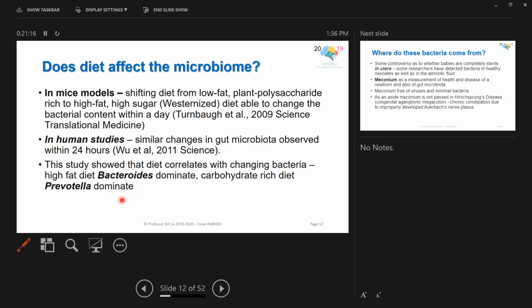And here we're looking at changes specifically related to high-fat diets. You should know that bacteroides dominate. With carbohydrate-rich diets, you will see more Prevotella dominating. Generally speaking, those are the different types you should probably know for the term test. Is that a surprise? No, hopefully not.